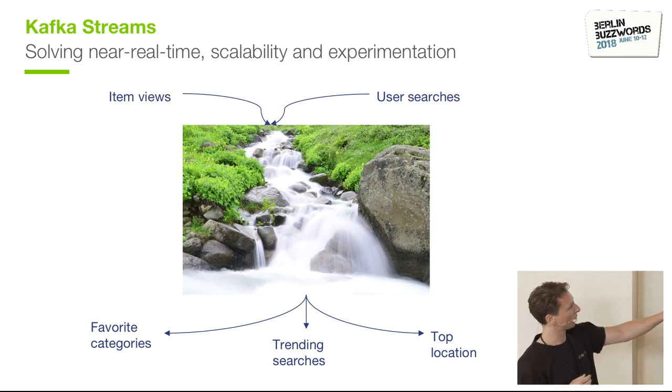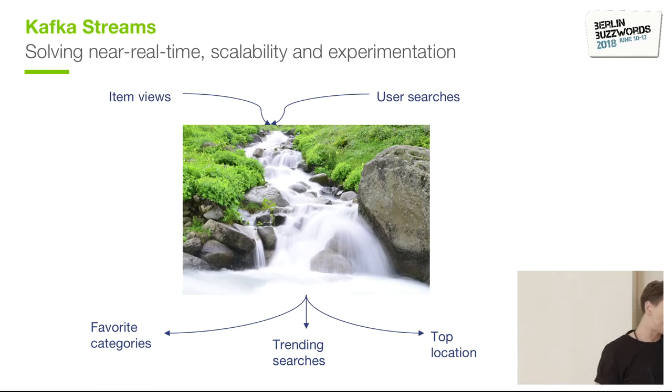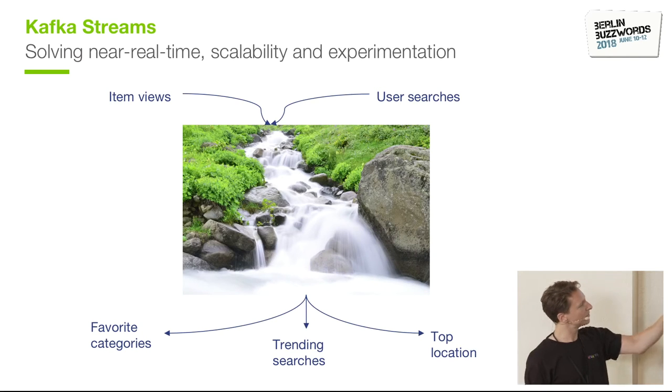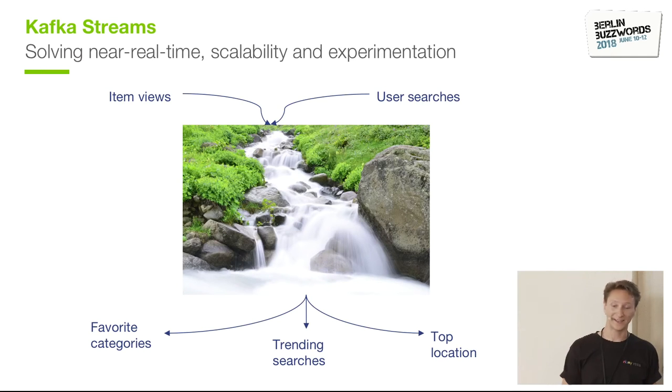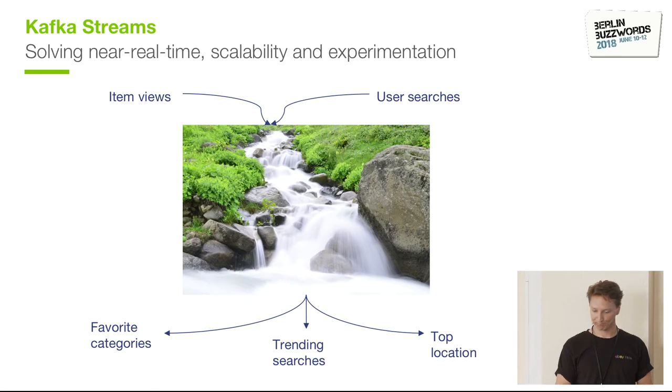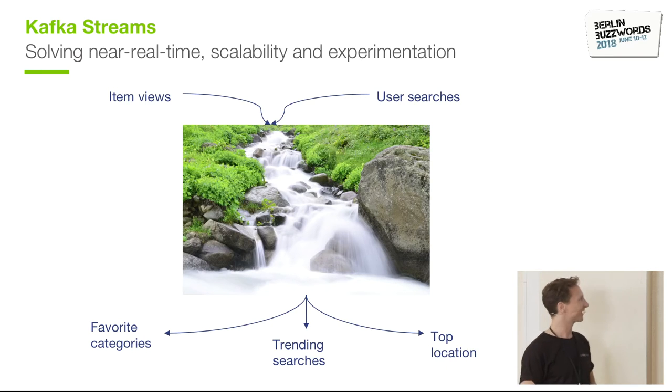And another nice thing about that is that it becomes really flexible. You can really quickly create new Kafka Streams applications that you can put side by side. So what we have is, for instance, from the same input data, we have favorite categories, trending searches, top location, and a few things more that we can just set next to our user features, and then we have in parallel multiple Kafka Streams applications, which allow us to quickly iterate on what we have and to A/B test new features that we come up with. That's pretty much why we like Kafka Streams.